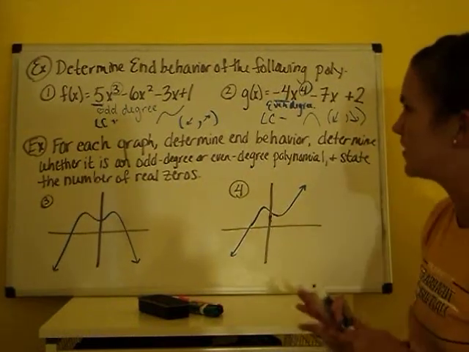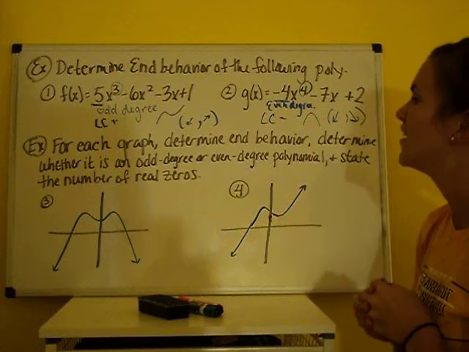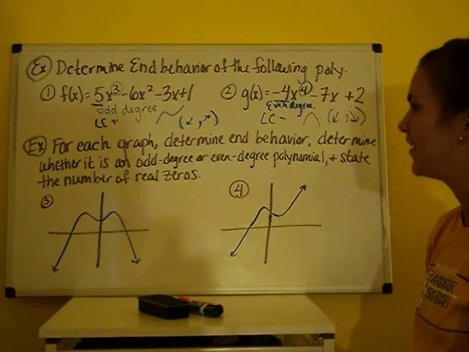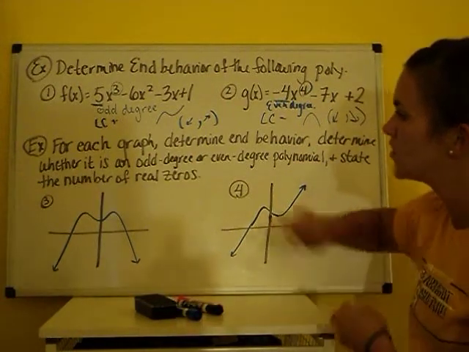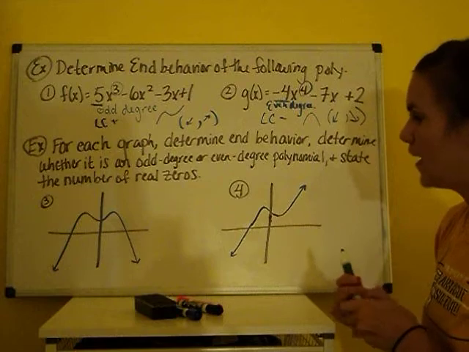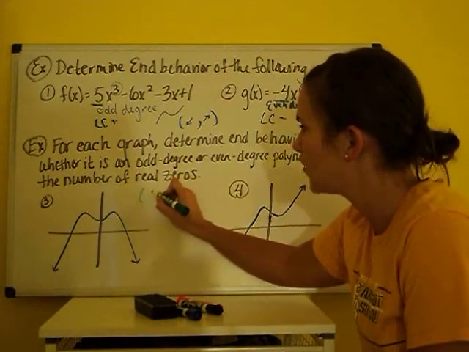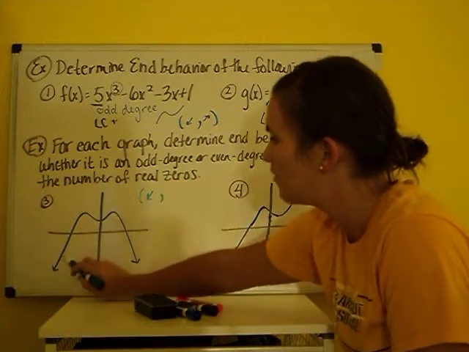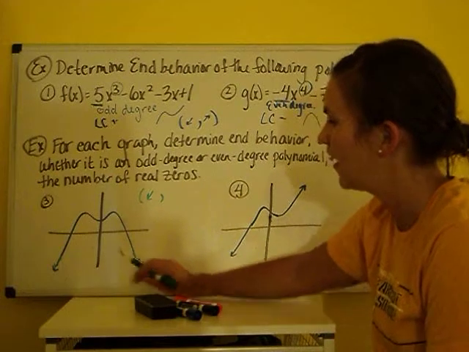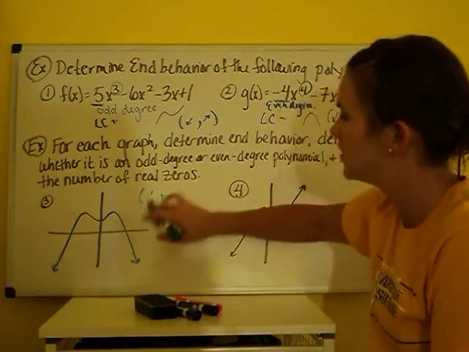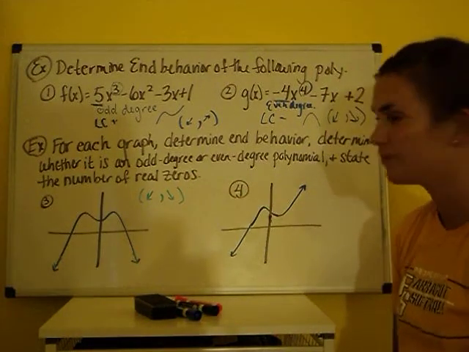Now for these next couple examples, it says for each graph, determine the end behavior, determine whether it is an odd degree or even degree polynomial, and state the number of real zeros. So 3 jobs. So looking at this graph, it says determine the end behavior. You're going to look at what these arrows are doing, and you're going to translate that into our little ordered pair of arrows. So I have the end behavior of this one going down like that, the end behavior of this one going like that. You're basically going to transpose these arrows into your ordered pair. And that is your end behavior.